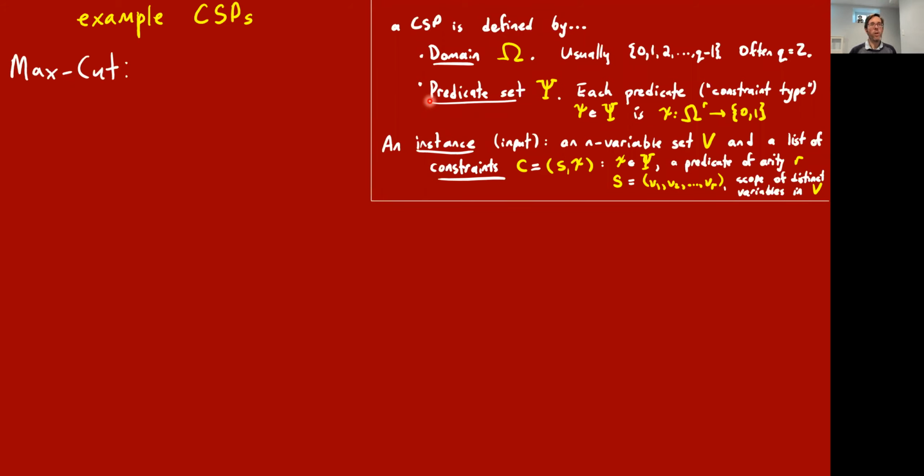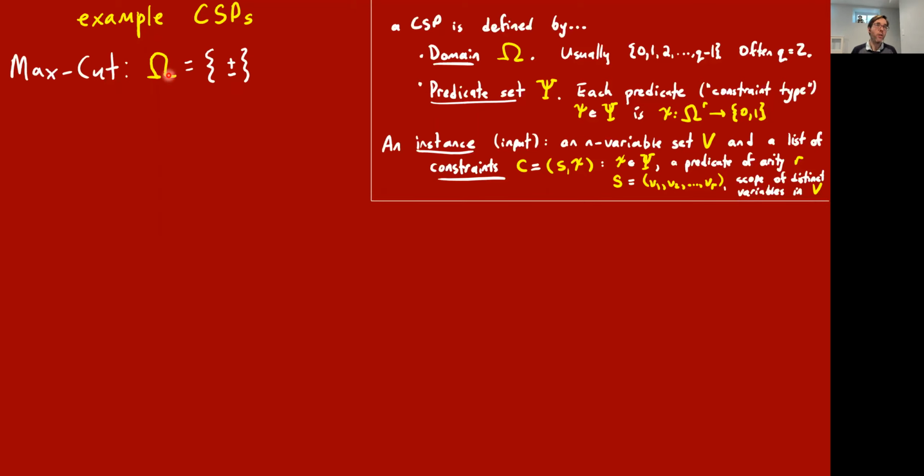One of the simplest possible examples is max cut. Sometimes we describe it as: you're given a graph and you want to partition the vertices into 2 parts to cut as many edges as possible. But you can really think of that as a CSP as well, where the vertices of the graph correspond to variables, and the edges of the graph correspond to constraints. So it's a funny way to write a CSP.